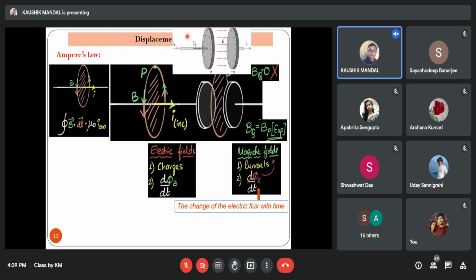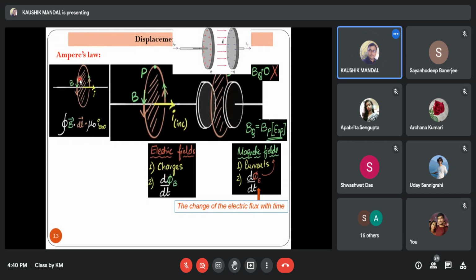Is it clear? When you are increasing the current due to the charging and discharging of the parallel plates, the electric flux in between these two parallel plates will change. And due to this change, the electric flux is changing with respect to time. So obviously that electric flux is responsible for the magnetic field at point Q that you have observed in the experiment. But that cannot be explained with the help of this simple Ampere's law.